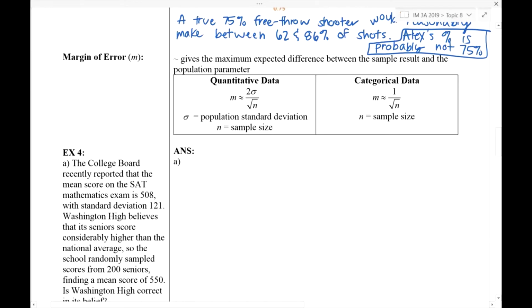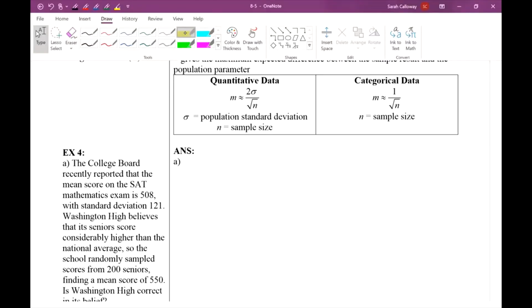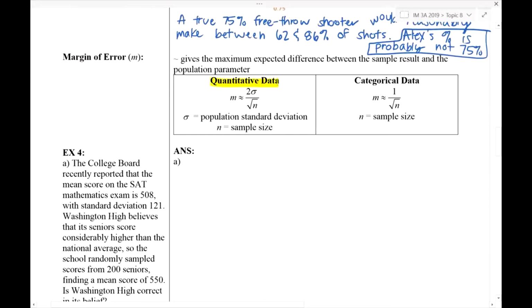So when I don't have something like this, when I just have a set of data, I can find that margin of error in different ways. So it depends on what kind of data I am given. Quantitative data, remember, is something that is numerical. So something that I can average, I can find the mean and standard deviation of, versus categorical data. So I have 2 different equations, and I have to use them depending on what type of data I have. Categorical data is literally just yes or no questions, that kind of thing, where I'm answering with a word.